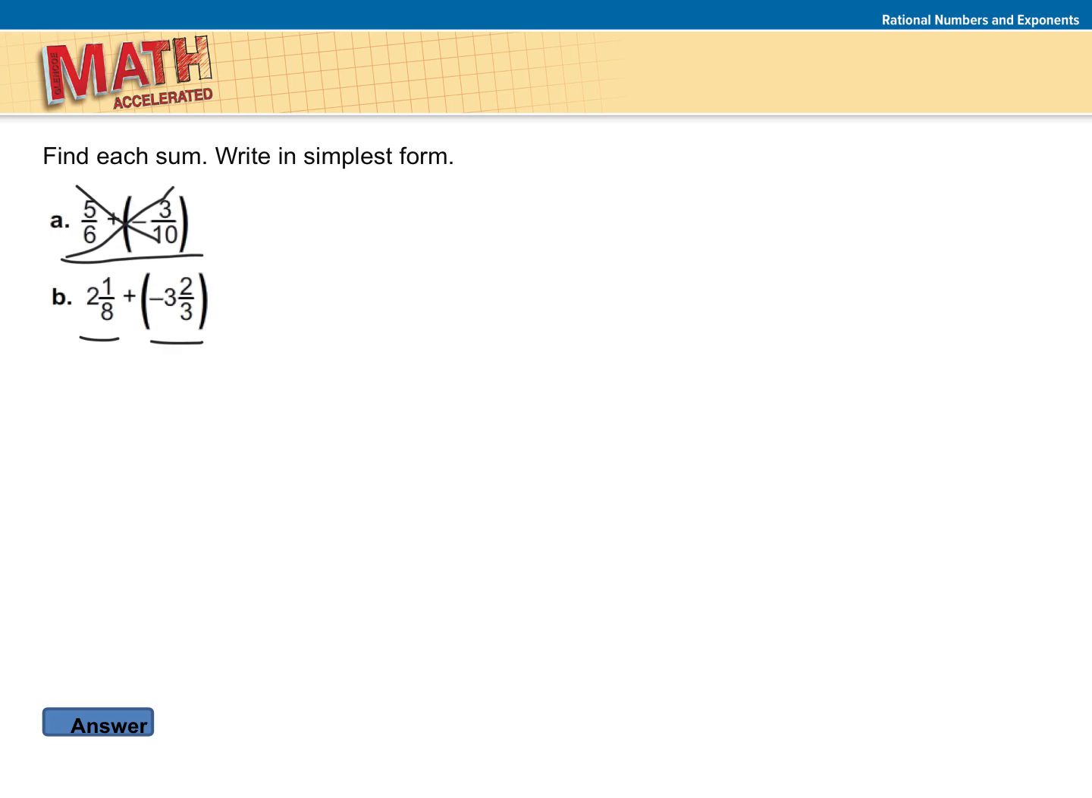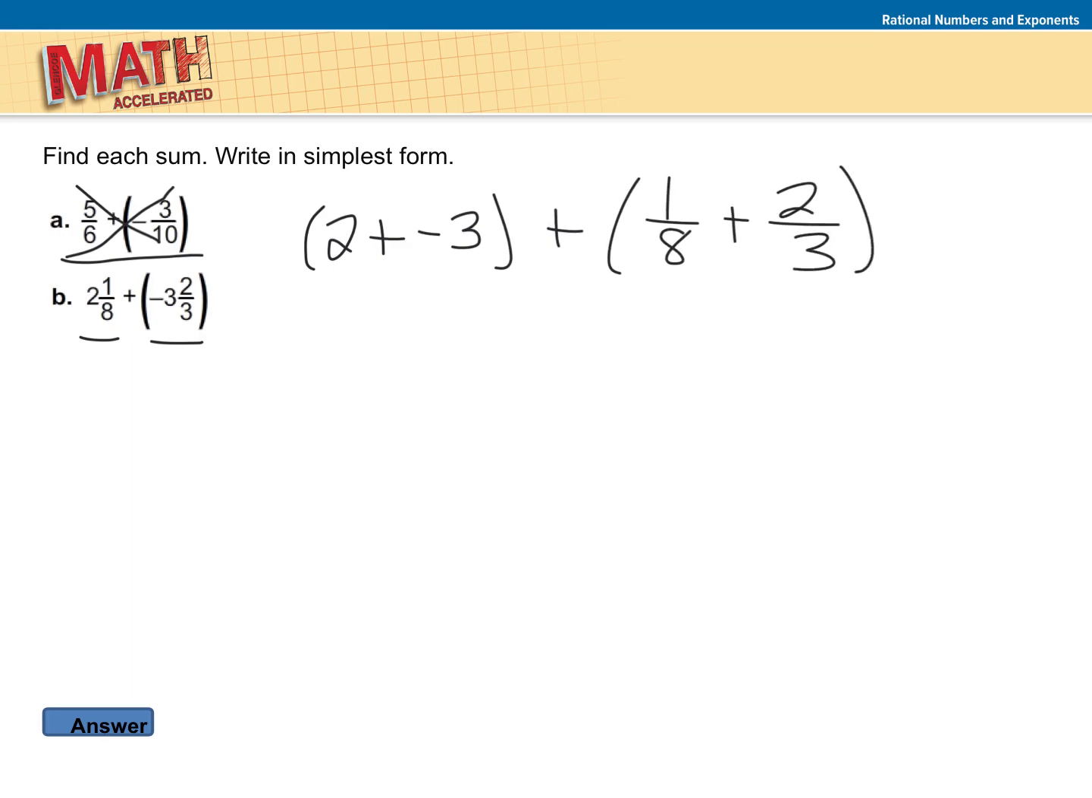So what are my whole numbers? 2 plus a negative 3. What are my fractions? 1/8 and 2/3. Okay. What is 2 plus a negative 3? Negative 1. Okay, can we add our fractions yet? No. What do we need to do? We need to have a common denominator. What is the trick? Where do you start?